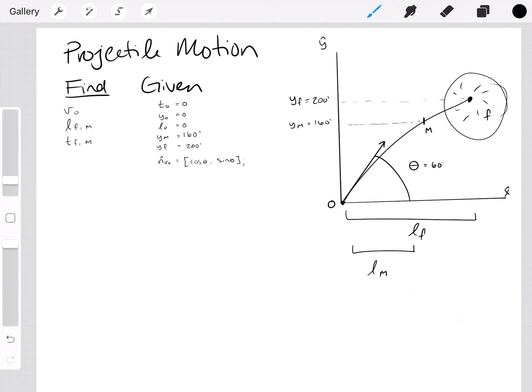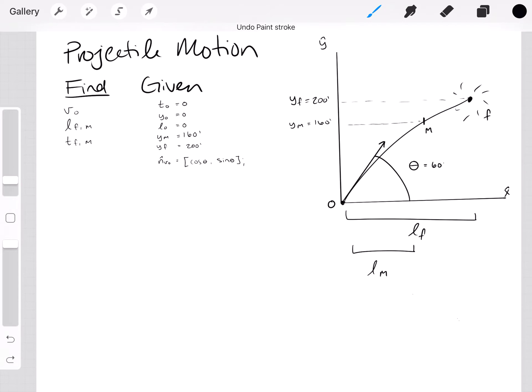So we'll talk about that in a second, but essentially we're looking for two different values of this projectile motion at two different places in time. We're given the initial time, the initial height, and initial position, because we've defined those all to be 0. The middle height here is 160 feet, and the final height here is 200 feet. And this theta is given.